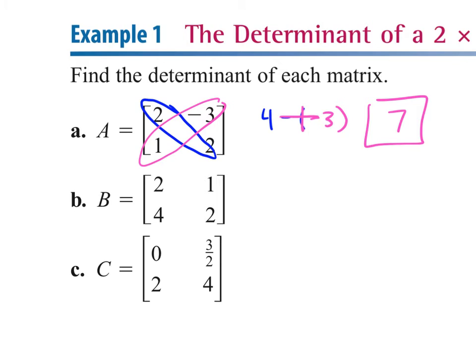So this section, the math in it is not hard. You just have to be careful with your signs. That's where it can trick people up a little bit. All right, B. So we have our majors, 2 times 2, 4, minus our minors, which is 4. 4 minus 4 is 0.